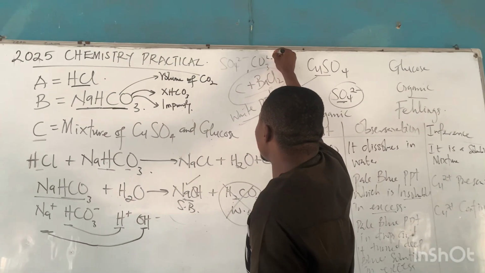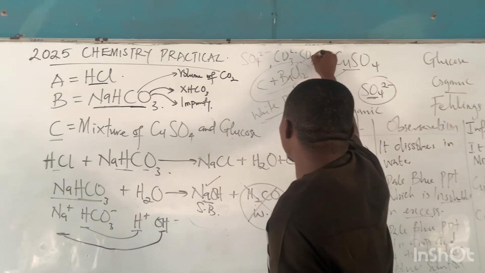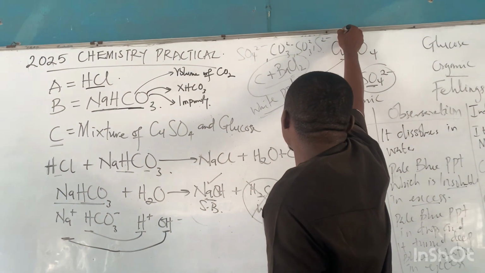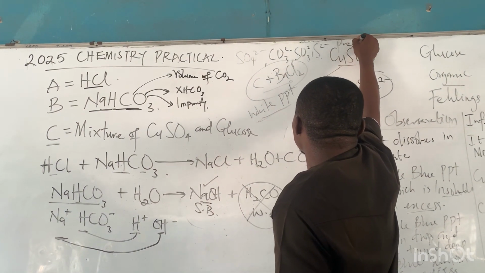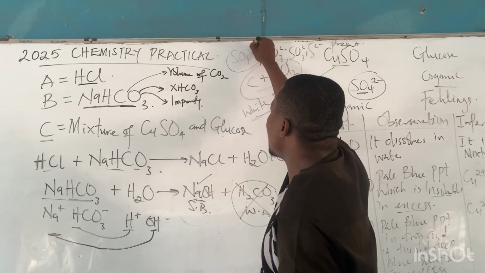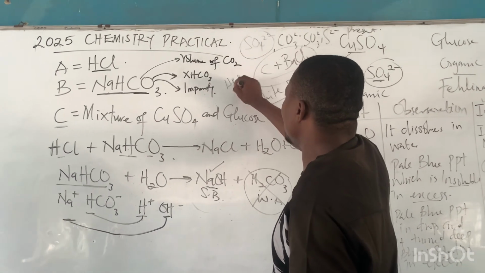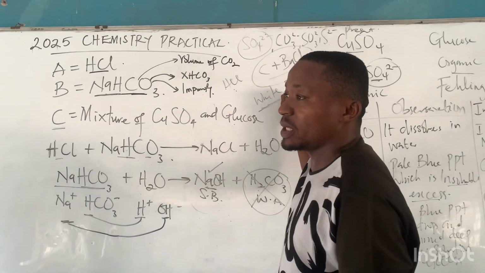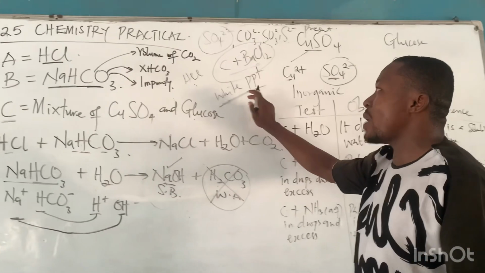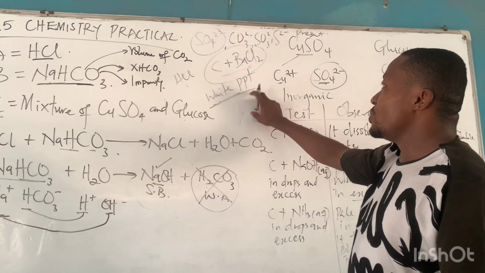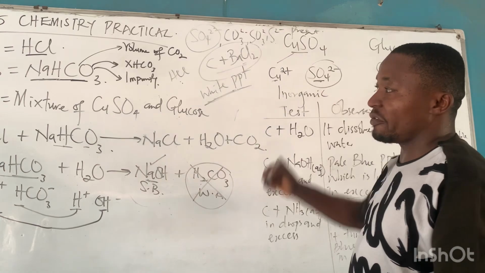Now our inference will say SO4 2-, CO3 2-, SO3 2-, and S2- suspected, or you say present. Then after you confirm that it's this one, you now add HCl. When you add HCl, it will still remain a white precipitate. Next class I will tell you why it remains a white precipitate. Then you say SO4 2- is confirmed.